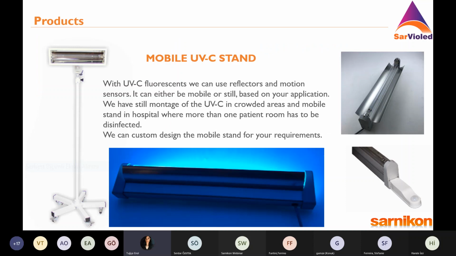Last but not least of the designs we prepared is the mobile portable UVC stand. We use reflectors here to change the radiation angle to cover more area. Besides, we can offer a motion sensor for the wall-installed armature. The basic working principle of the sensor is that when motion is detected in the area, the UV source will shut down to prevent any casualties to the person.